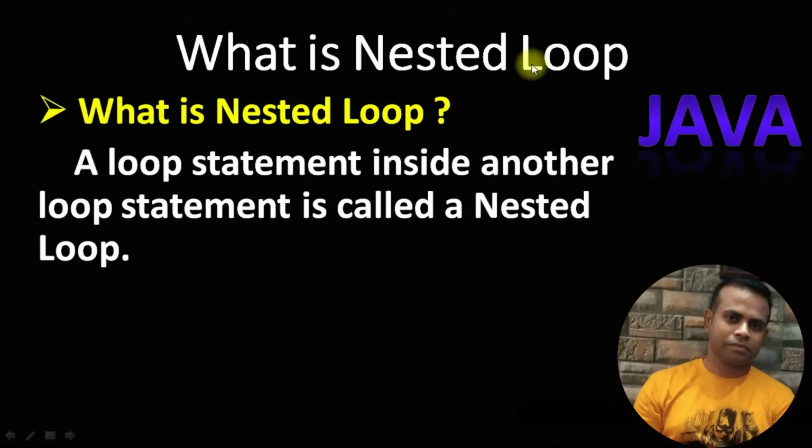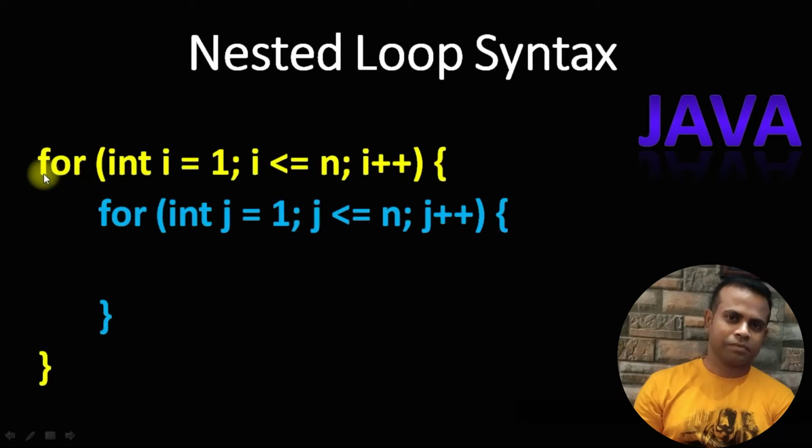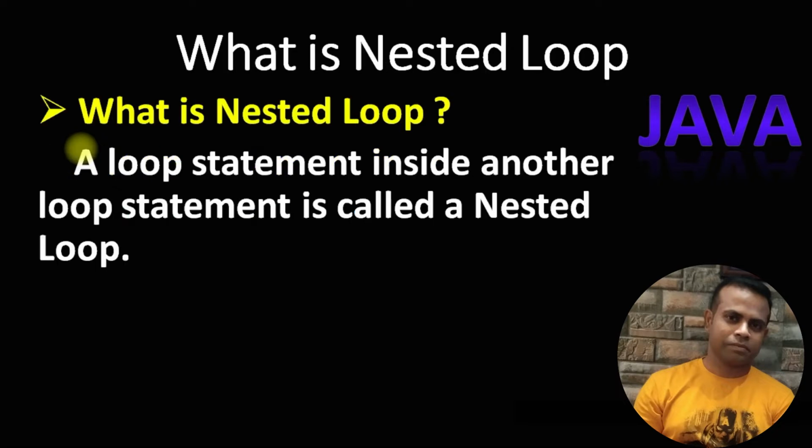Today we will learn nested loop in Java. So first we have to understand what a nested loop is. Before coming to this statement, let's understand this syntax. Here you can see the yellow one is my main for loop, where the for loop starts here and ends here, and under that, in blue color, I have created another for loop statement. So one for loop statement is under another for loop statement. This type of concept is called a nested loop. A loop statement inside another loop statement is called a nested loop.